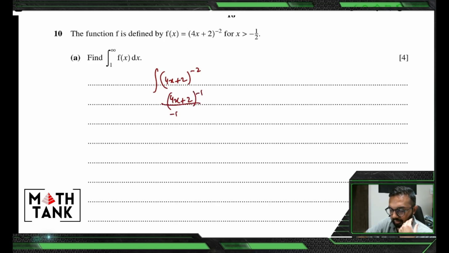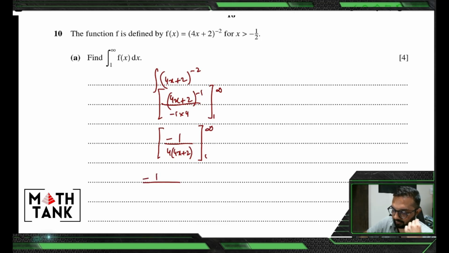-1 divided by -1 into 4, and the limits are 1 and infinity. Okay, let's first simplify this. This becomes 1 minus 1 over 4x plus 2, that's what I have in the denominator, and the limits are 1 to infinity. So if I have infinity in the denominator, the idea is very simple, that entire fraction is basically going to become 0.